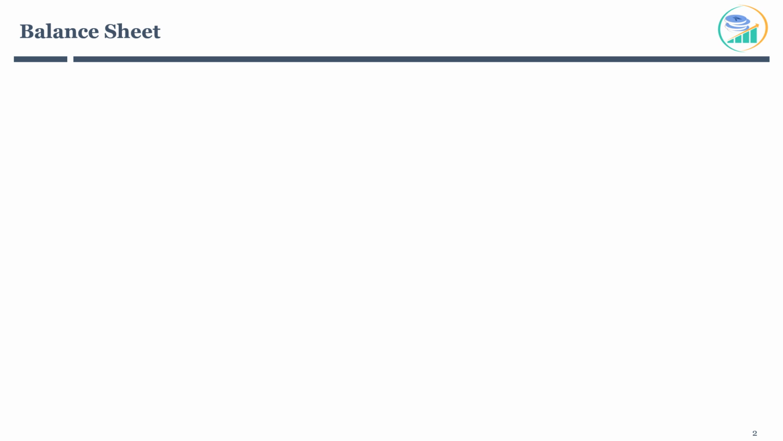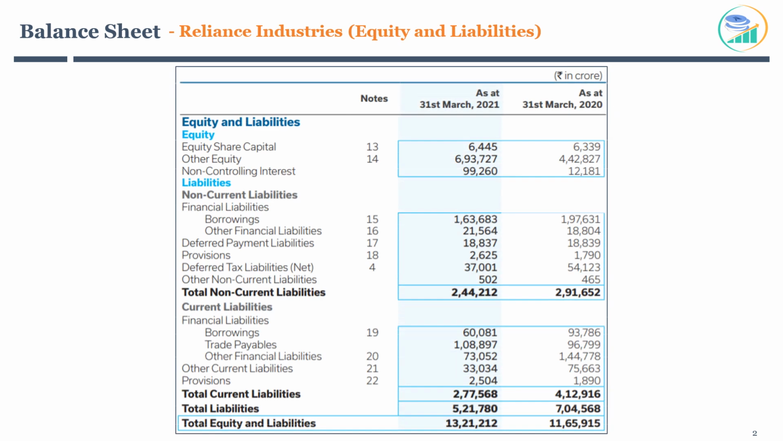This is a continuation of the last session on the balance sheet. I will show you the balance sheet of Reliance Industries from the March 2021 annual report. The liabilities and equity side of the balance sheet looks like this. It shows all the liabilities the company owes. It also shows shareholders' equity.